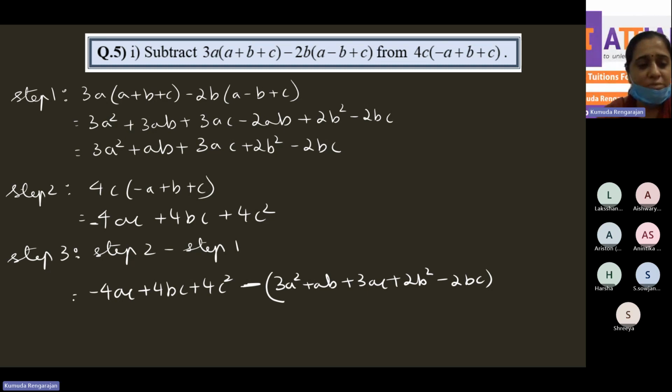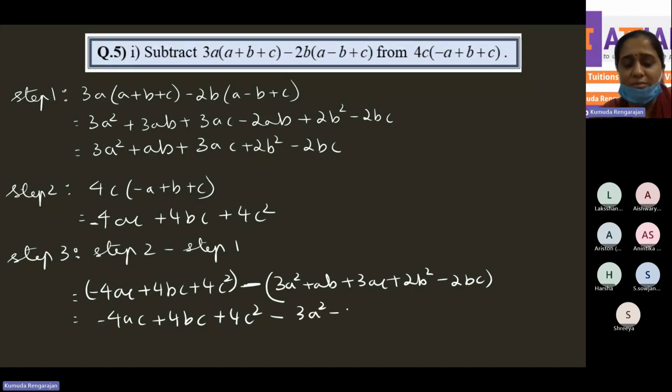Now in the next step, what happens? Minus 4ac. If you want, you can put a bracket here also. Then in the next step, you will remove it. Plus 4bc plus 4c square. Now minus 3a square minus ab minus 3ac minus 2b square plus 2bc.